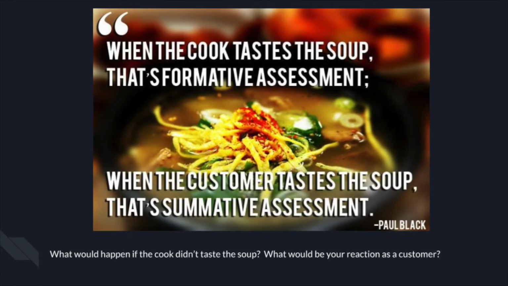Maybe I need to reteach, or maybe I need to utilize a different learning strategy to share this concept with my students. As teachers, we are the cooks in this scenario, and it's our responsibility to make sure that the soup turns out well and that our students learn what they're supposed to learn.